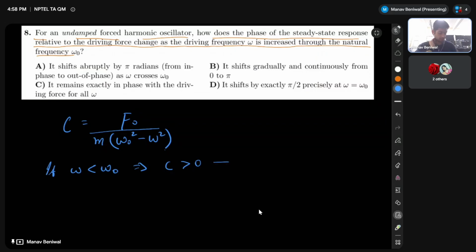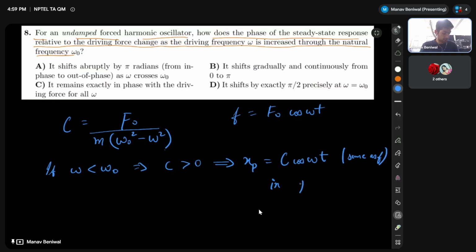So this implies that our equation of x, which was C cos omega t, and this C is positive. So it has the same sign as the driving force, which is F naught cos omega t. Our driving force F is F naught cos omega t. So now this xp has the same sign as F. So we call this in phase. Both of them are in phase.